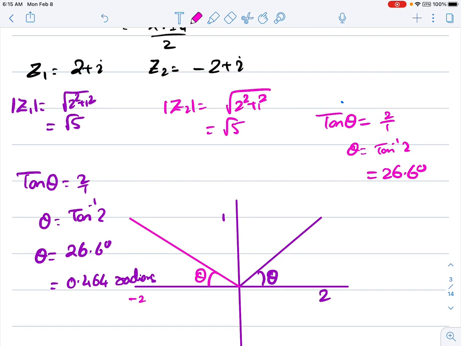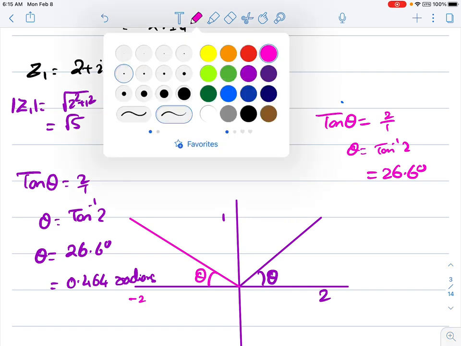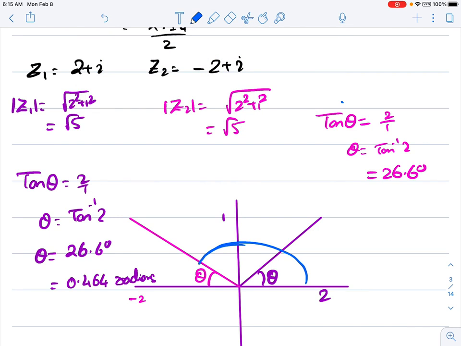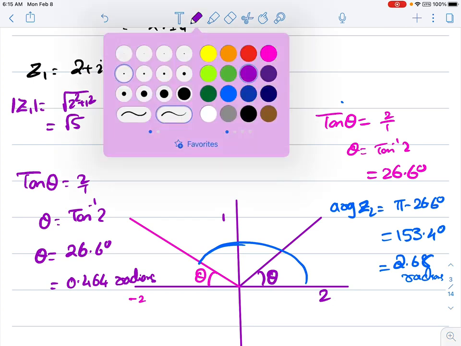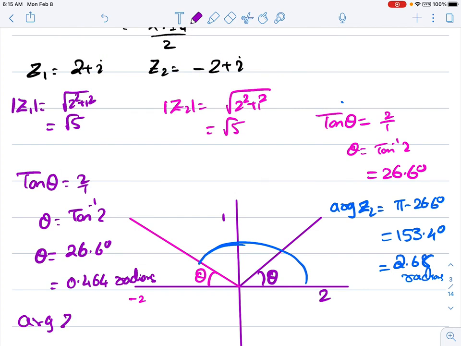But argument means it is the angle from the positive x-axis. So argument of z2 is equal to pi minus 26.6 degrees, which becomes 153.4 degrees or 2.68 radians. Over here also we have to write in proper form, argument of z1 is equal to 26.6 degrees. So this is going to be the answer, z1 and z2.